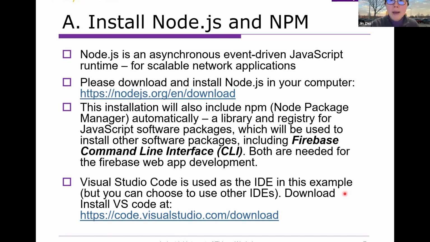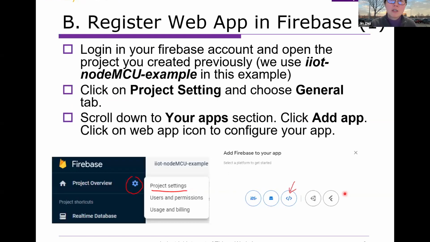Okay, so let's go back to Firebase. We need to first register this app in Firebase, so that Firebase knows which apps are allowed to access this project. Different apps need to register first. In this example, we assume we already have a project called IIT Node MCU example one. Once we have this set up, we just click to add Firebase to your app, so that your app can access your project.